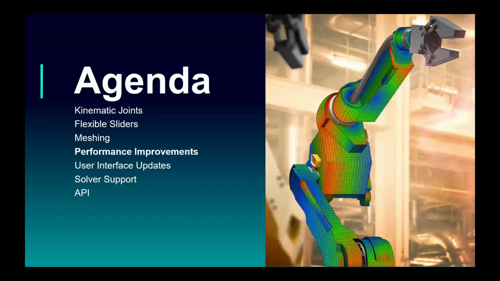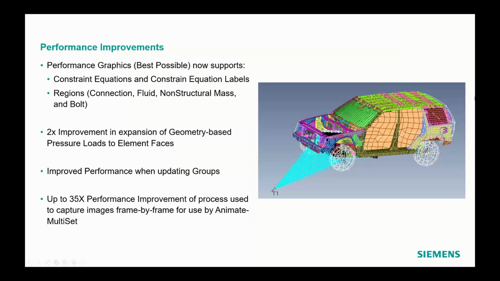All right, let's move on to some performance improvements. There were just a few performance improvements in this version. However, I think some of these are actually really important. As always, they're improving the graphics performance. They now support constraint equations and constraint equation labels, as well as regions. But the biggest thing for me is the 2 times improvement in expansion of geometry-based pressure loads to element faces, as well as improved performance when updating groups.